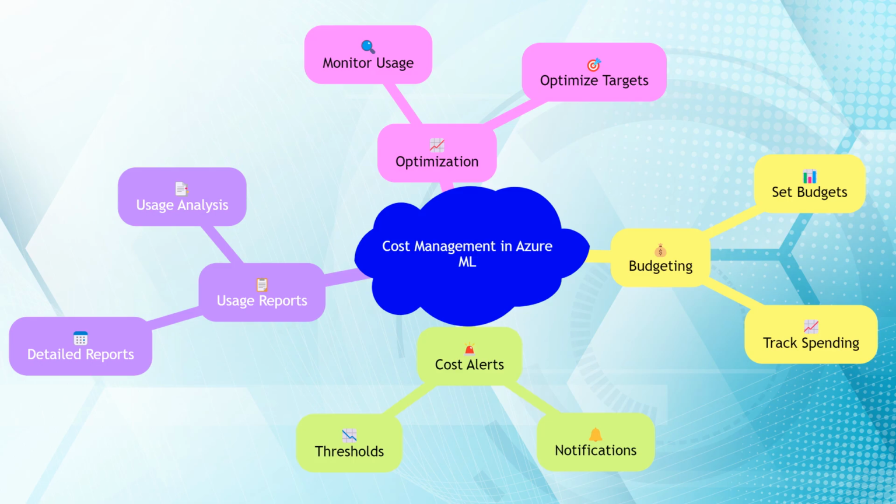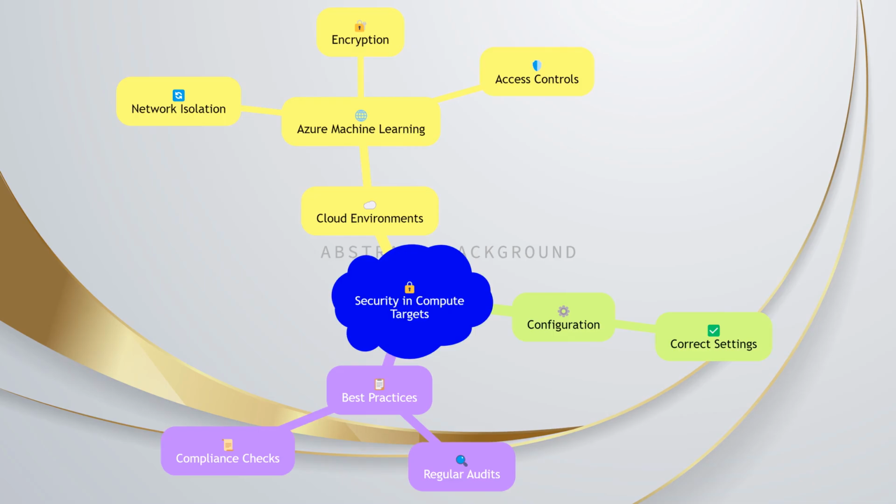your machine learning goals. Security is paramount when using compute targets, especially in cloud environments. Azure Machine Learning offers robust security features, including network isolation, encryption, and access controls. It's essential to configure these settings correctly to protect your data and resources. Regular security audits and compliance checks are also recommended.